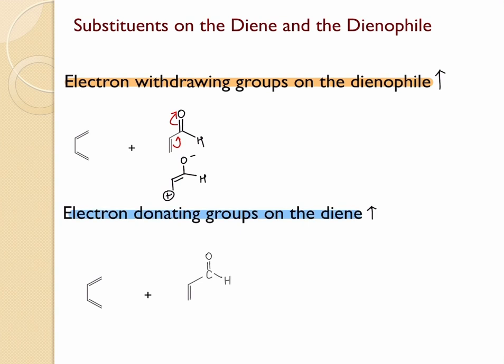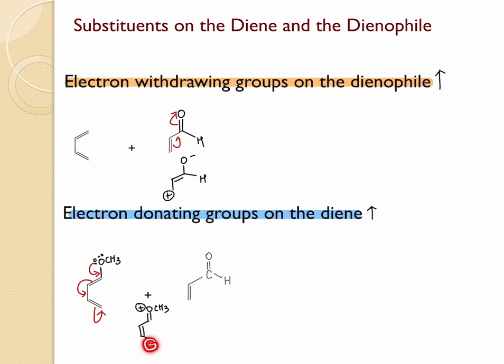And in the same way, any electron donating group present on the diene is going to increase the reactivity of the diene. Now let's do this with an example. So here we are going to put an electron donating group. So these electrons that are present on the oxygen are going to be shifted in here. That's going to result in a negative charge on this carbon. Let's draw the resonance contributor to see this. Now you can see that there is a negative charge on this carbon.